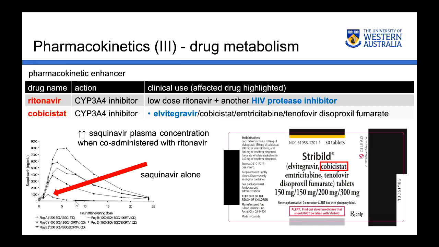So this is saquinavir alone. You can again see the plasma concentration here, but when it's combined with ritonavir, you can see a dramatic increase in the plasma concentration of the target drug because, again, the metabolism of the drug is inhibited, and therefore you can see an elevated plasma concentration.